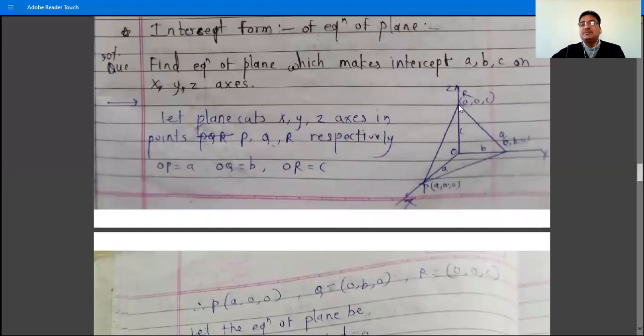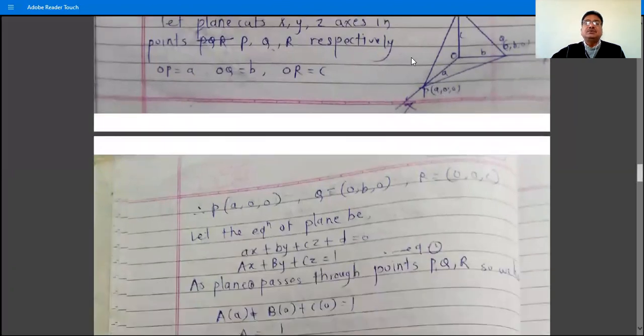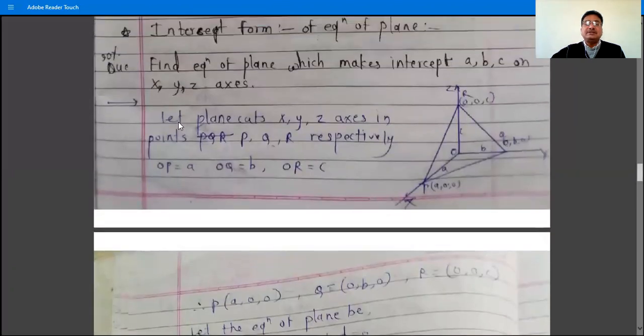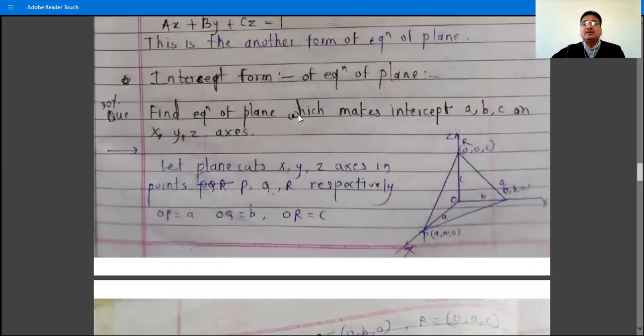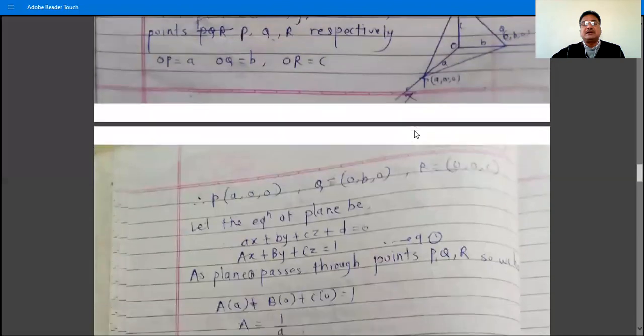And suppose this is the point R. The plane cuts the z-axis in the point R at a distance c, and therefore its coordinates are 0, 0, c. So the first sentence is: let the plane cut the x, y, z axes in the points P, Q, R respectively, and therefore OP is a, OQ is b, OR is c, because the plane makes intercepts a, b, c on the x, y, z axes.